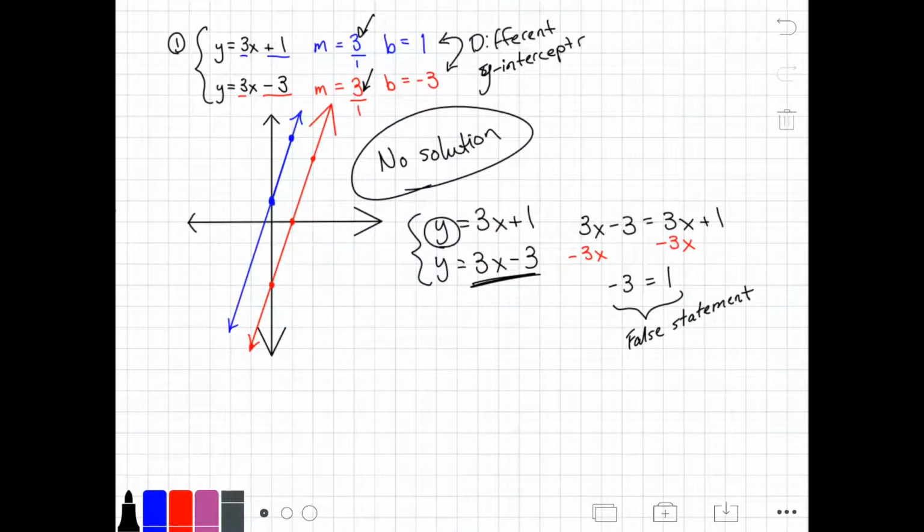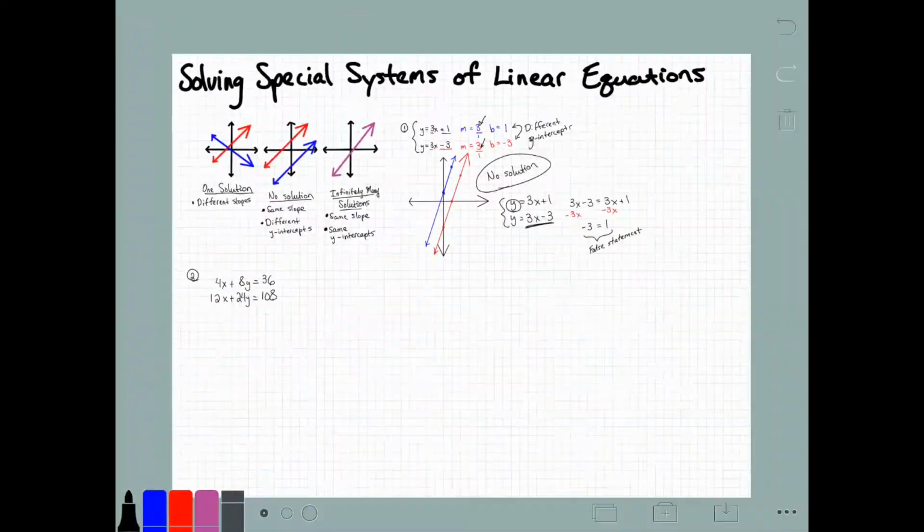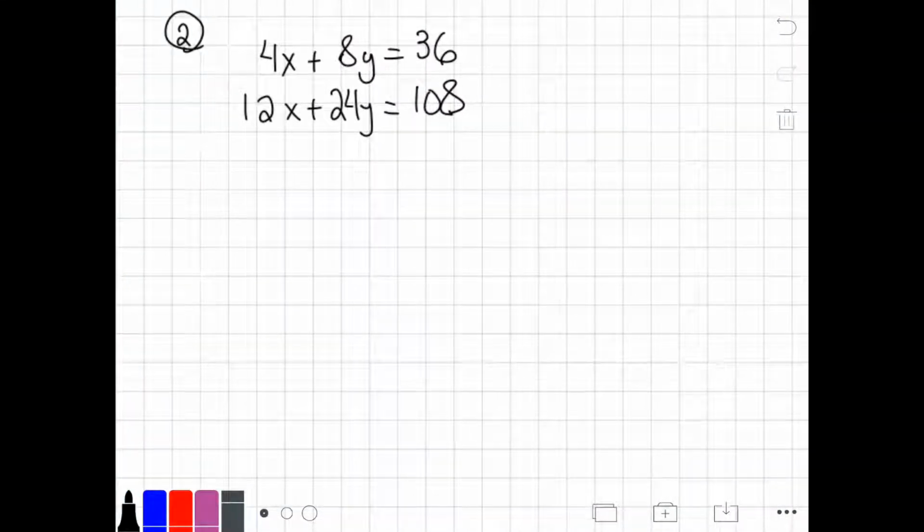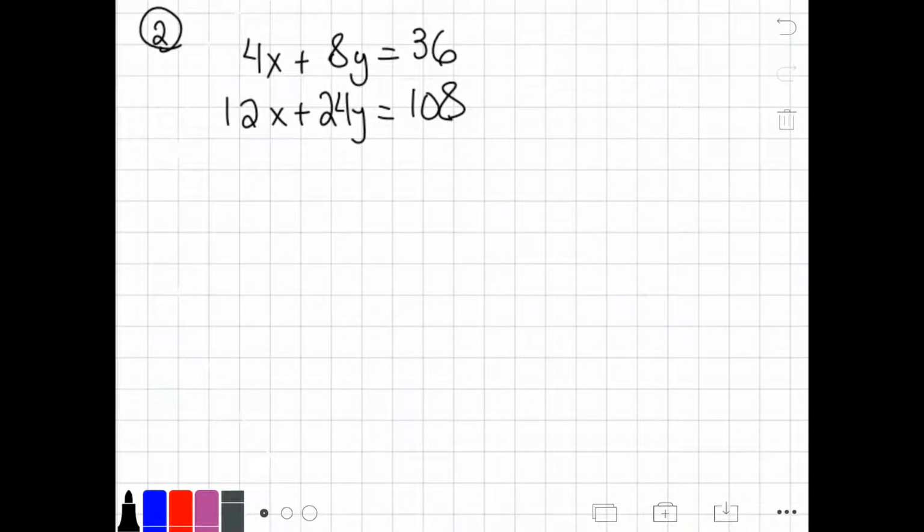So let's go ahead and take a look at another example. So here's another system I have. 4x plus 8y equals 36, and 12x plus 24y equals 108. Now again, I could graph. That might be a little difficult because I'm going to have a hard time. Well, I really can't graph using intercepts. I can't, well, I could, and I really can't graph by rewriting this in slope-intercept form.